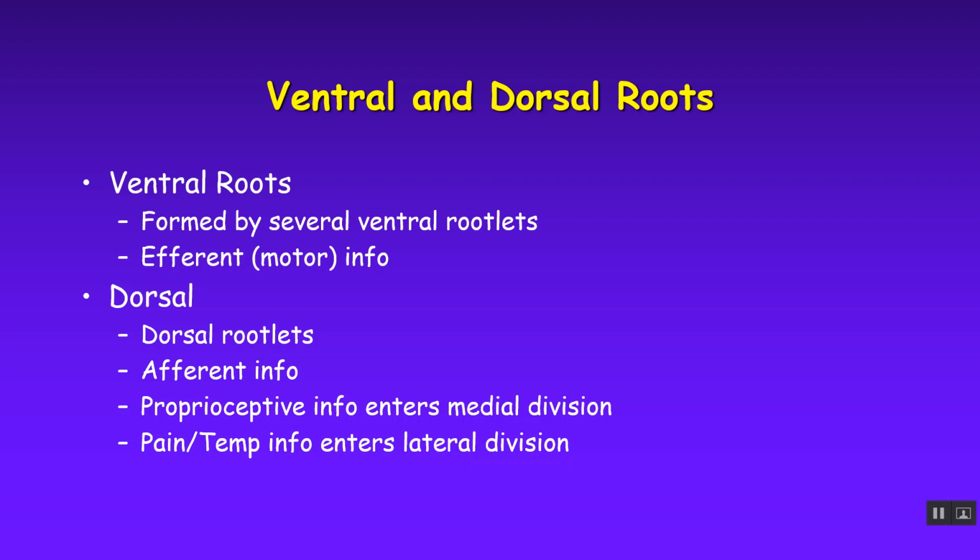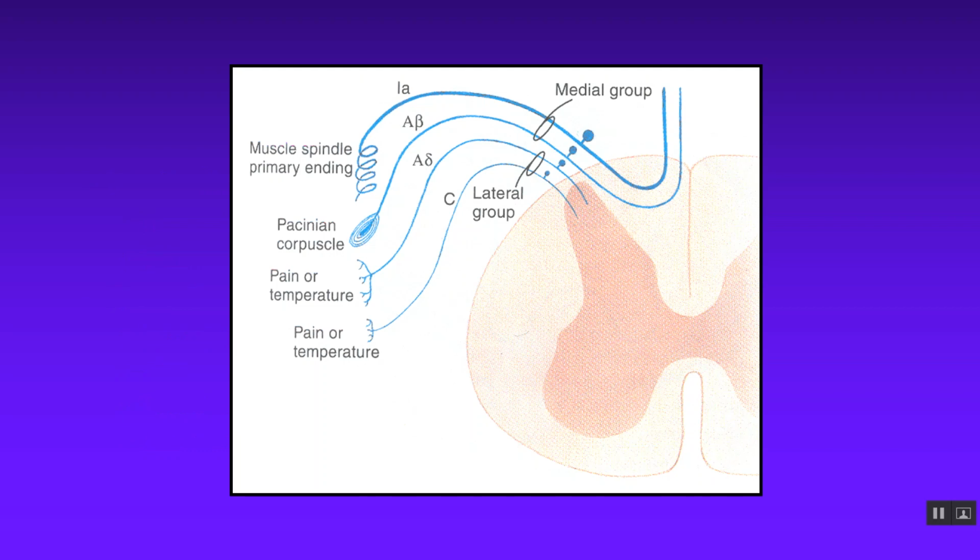Remember the proprioceptive fibers, axons, they come in that medial division of the dorsal root, where the pain and temperature fibers come in that lateral division of the dorsal root. So this entire structure here, this is your dorsal root, coming in here. And we can divide it into a more medial group here, and then a more lateral group here. And the medial group of fibers, those 1As and A betas and 2s, are all coming in there because they're going to go into the dorsal columns.